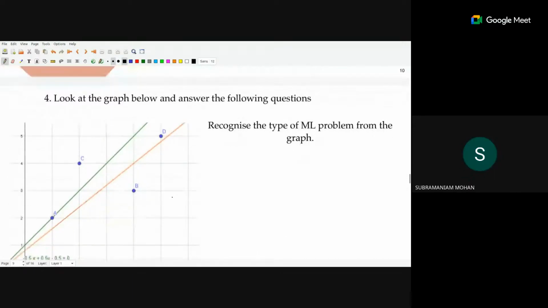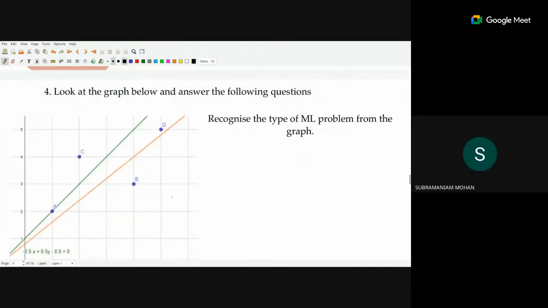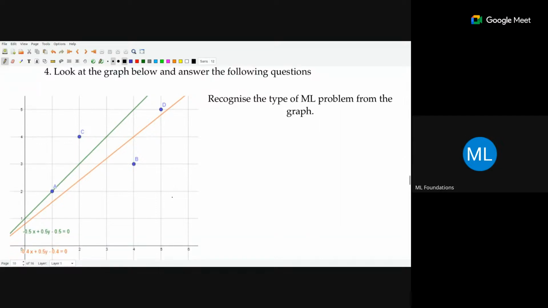Let's move on and discuss this particular problem. Now look at this graph again. Don't connect this to reality. Again, I have only 4 data points: A, B, C, D. And there are 2 lines, which are 2 models. Now I want you to recognize what type of ML problem this is.